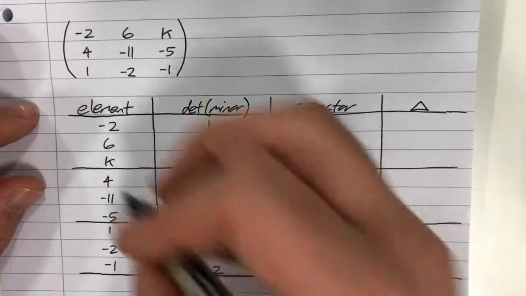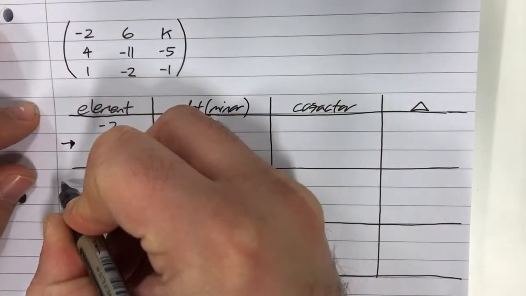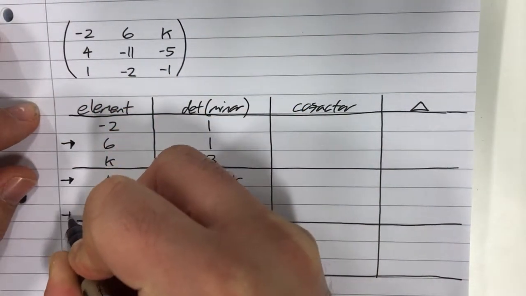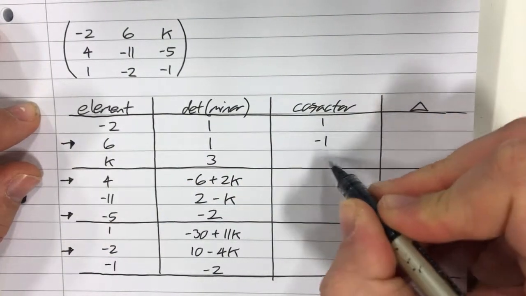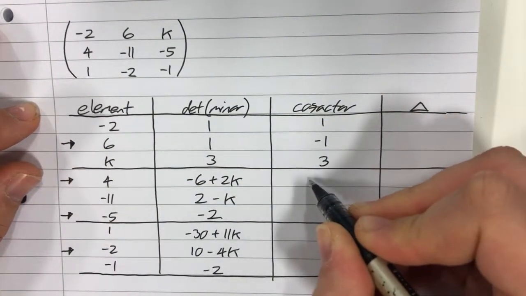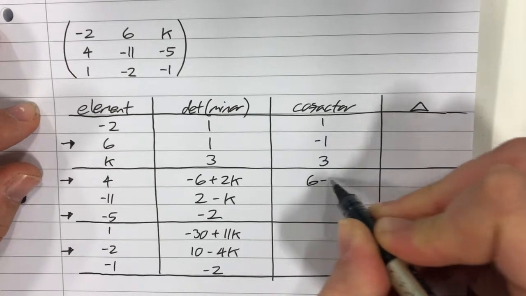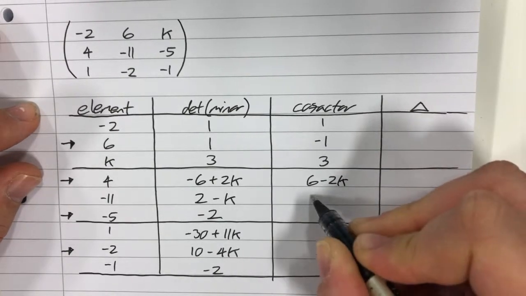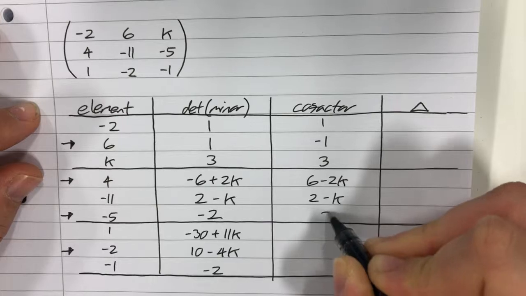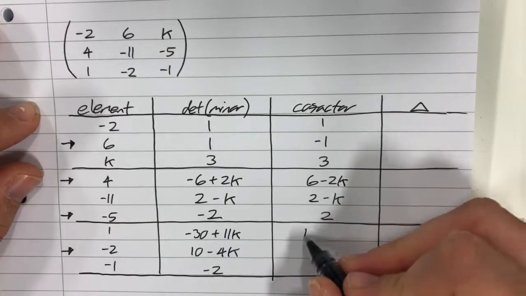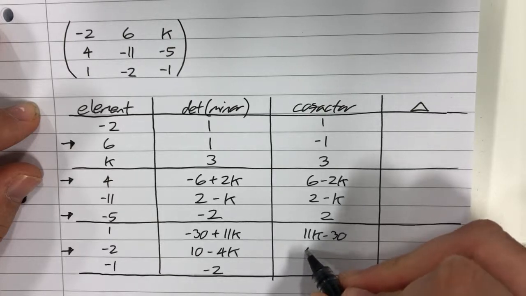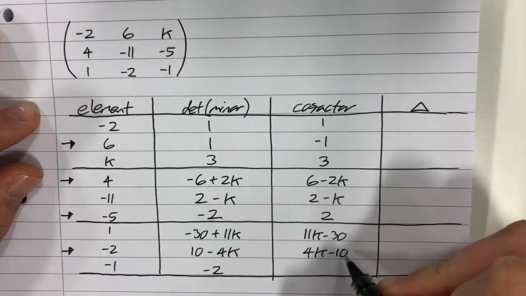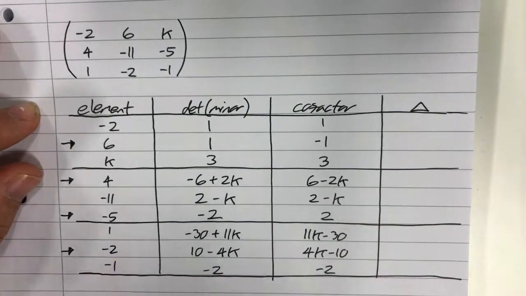Cofactors, we change the sign of every other element starting on the second one down. So it's these 4 elements. So that's 1, that goes to minus 1, that stays as 3, that goes to 6 minus 2k. That stays as 2 minus k, that's going to go to positive 2. That's going to stay at 11k minus 30. That's going to go to 4k minus 10. And that's going to remain at minus 2.